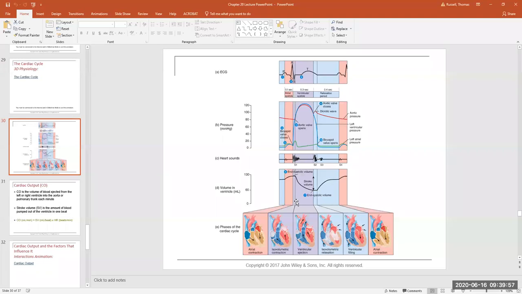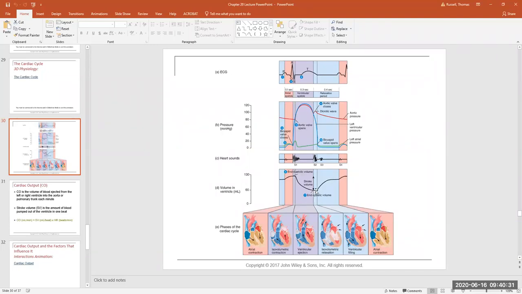The other two values on here that are pretty important are the volume of blood that's in the ventricle just prior to ventricular systole. So basically at the end of ventricular diastole, that volume of blood is important. It's called the EDV. And also the volume of blood that is left in the ventricle after the ventricle completes its contraction phase. Not all of the blood is ejected out. There's some that's left in there.